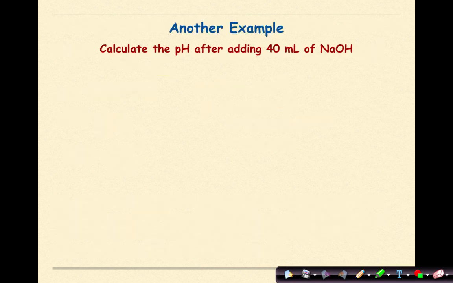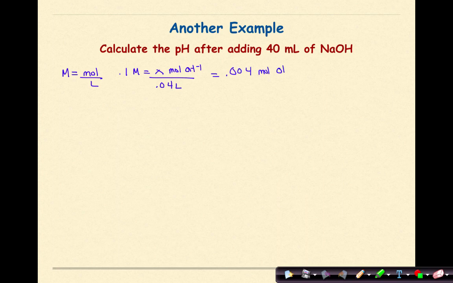Let's look at one last example. Calculate the pH after adding 40 milliliters of sodium hydroxide. So again, we always need to start out by saying molarity is equal to moles over liters. Our original molarity of our base is 0.1 molar. We're solving for moles of hydroxide, and our volume here is 0.04 liters. So if we work this out, we're going to have 0.004 moles of hydroxide ions.